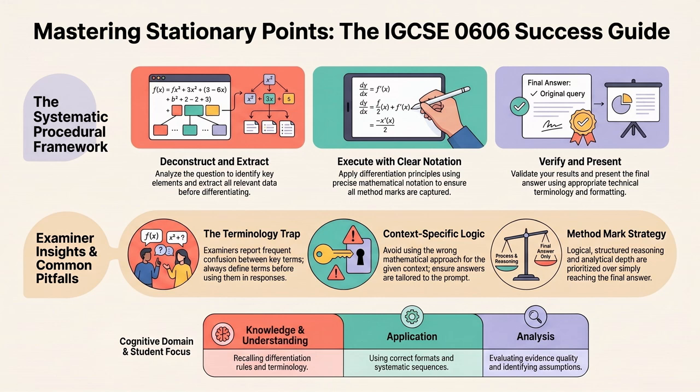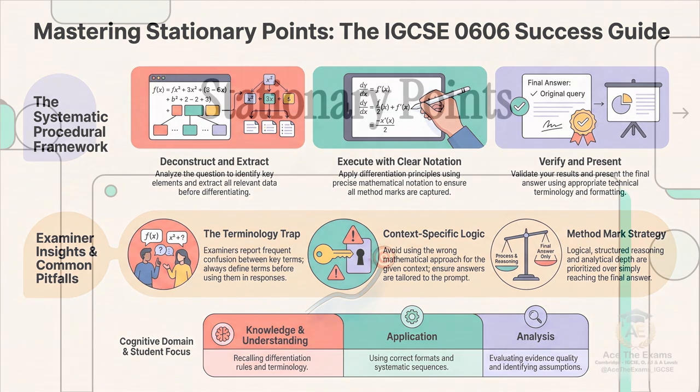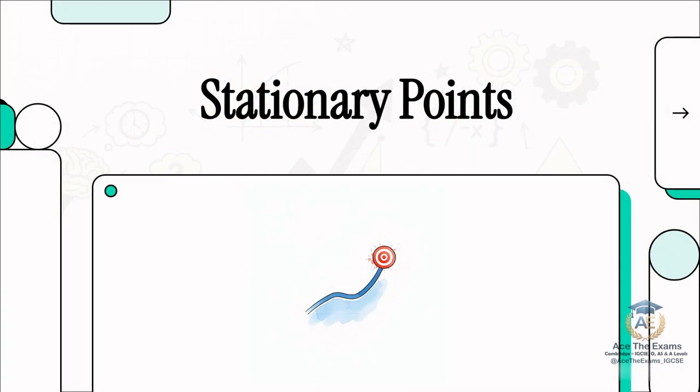Welcome to The Explainer. I'm your Cambridge exam strategist, and today we are tackling the absolute ultimate challenge in IGCSE additional mathematics, syllabus code 0606. We're talking about the exact topic that haunts students' dreams, using differentiation to find stationary points.